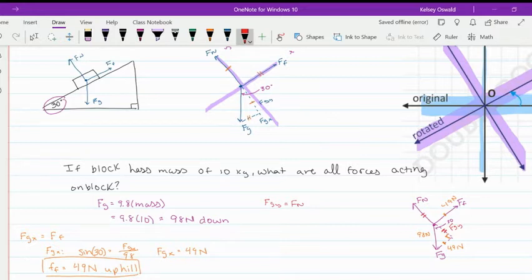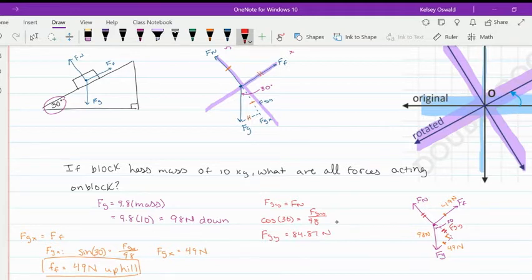Okay? So if I look at my force of gravity in the y, again, I know my hypotenuse is my force of gravity, and now I'm trying to find my adjacent side, so I'm going to use cosine. So the cosine of that angle of incline, 30 degrees, is equal to my adjacent over my hypotenuse. Okay. So I'll multiply each side by 98, and I'll find that my force of gravity in the y direction is 84.87 newtons.